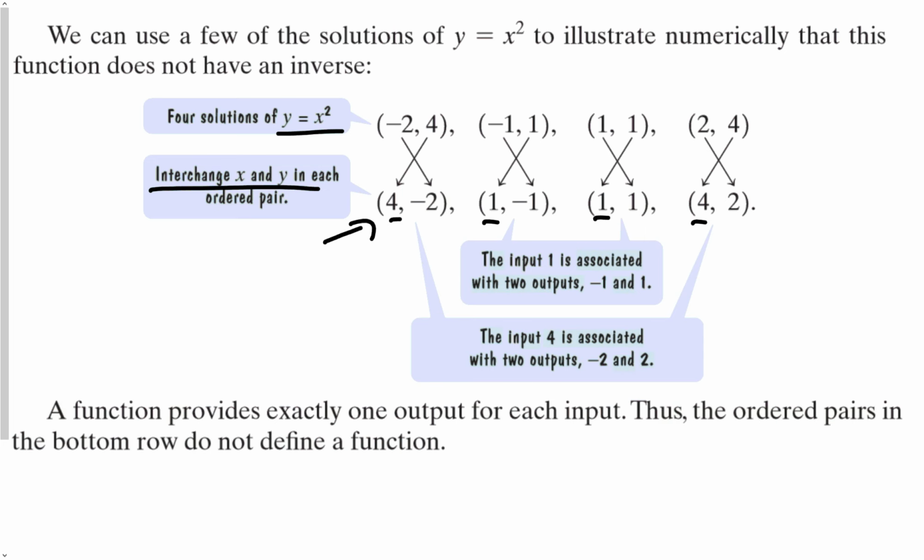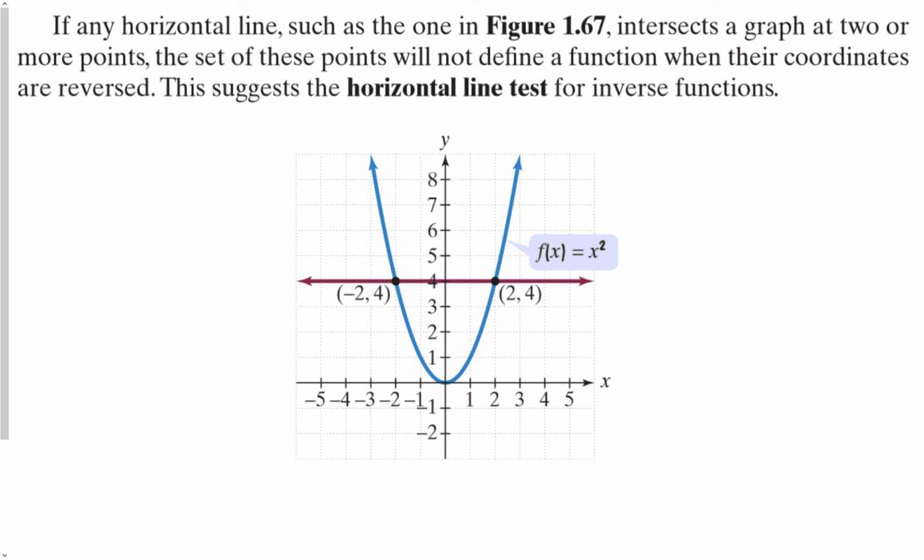We also should be able to tell by looking at a graph. So if we look at the standard quadratic function, that's a parabola. If we draw a horizontal line, we can see that it intersects the graph at 2 points, it could be more, and that the set of these points will not define a function when their coordinates are reversed. The y's are different now. It is a function now. It passes the vertical line test. But when these 2 points are reversed, it will fail the vertical line test.